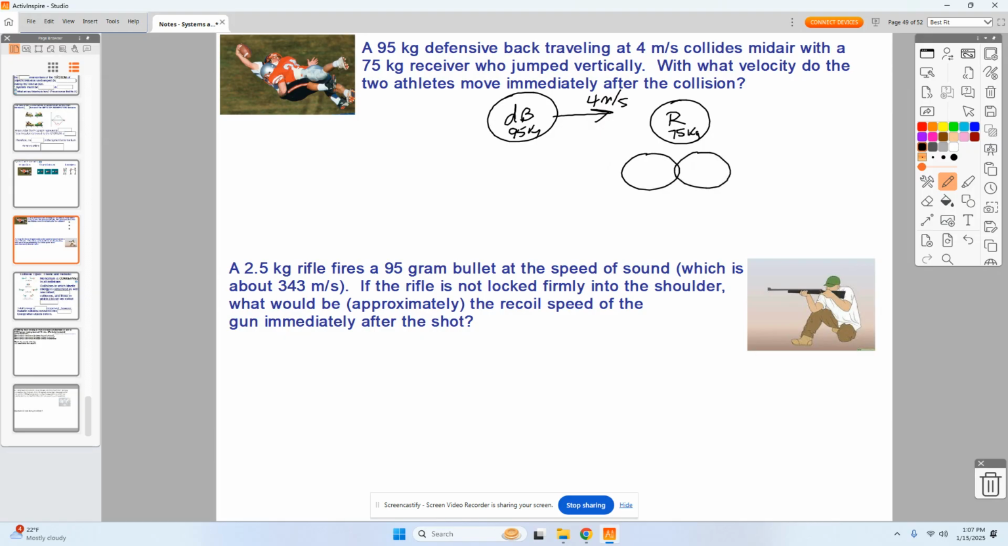Now, during the collision, a very important part from yesterday is that we can't really describe what happens here. That collision is too hard to describe. Forces and times are difficult to measure. They're complicated, so we use the fact that whatever impulse the defensive back imparts to the receiver, the receiver imparts an equal but opposite impulse to the D-back, and that means the total impulse is zero. No change in the system momentum.